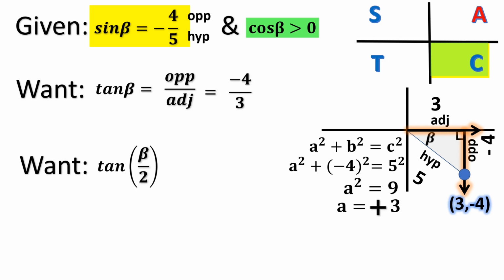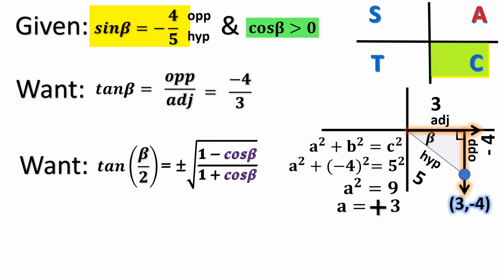Looking up the half-angle formula, we find the tangent of beta over 2 is equal to positive and negative square root of 1 minus cosine beta over 1 plus cosine beta. The formula says plus or minus, but it is not both. At the end, we will decide if the answer is positive or negative. All we need is the answer to cosine of beta, and then we can substitute it into our formula.